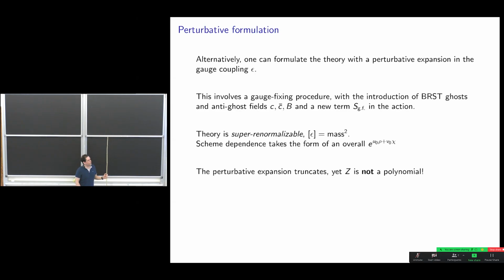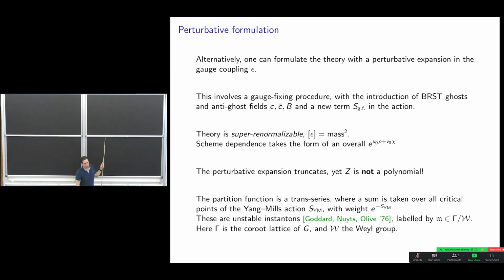Okay. Now, if you follow this approach, you find something that might be a bit puzzling, because you see that the perturbative expansion truncates. After a certain power in the coupling, you find that all the contributions that you get from Feynman diagrams add up to 0 at each order. But we know that the partition function is not a polynomial because we've seen it in the previous slide. So what is going on is that we are only looking at a perturbative sector of the theory. But we know that we have also instanton contributions.